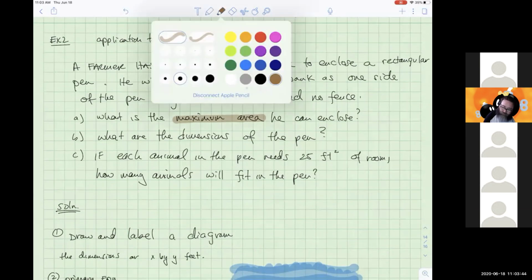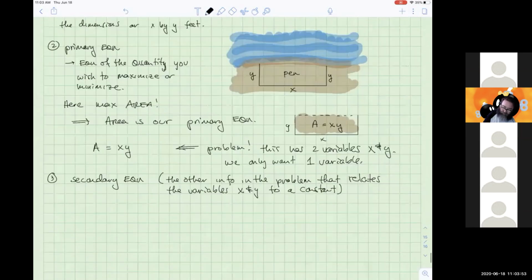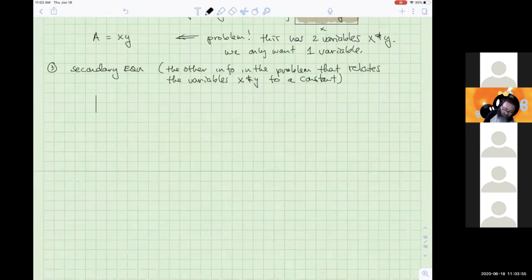Well, the farmer has 200 feet of linear fence. That's our secondary equation. So what does that mean? Well, it means that this bit of fence, X, plus this bit of fence, Y, plus this bit of fence, X, plus this bit of fence, Y, is only 200 feet. This is the perimeter of fence. That's our restraint. Our secondary equation is always related to our constraint or our restriction.